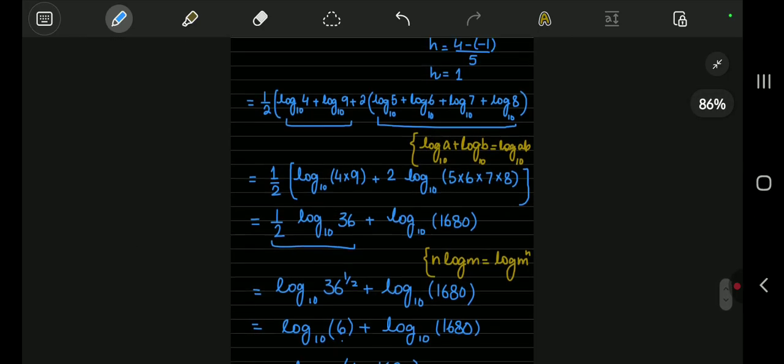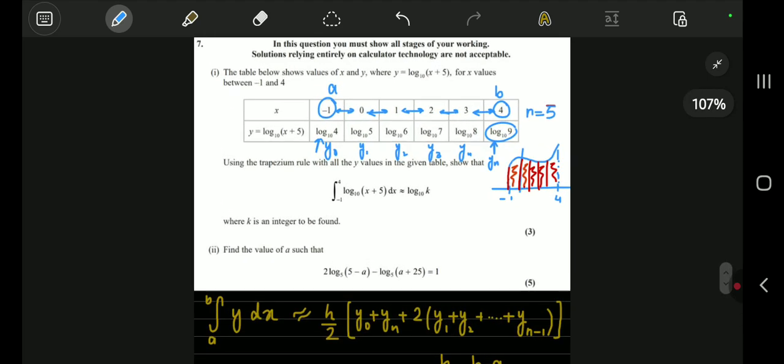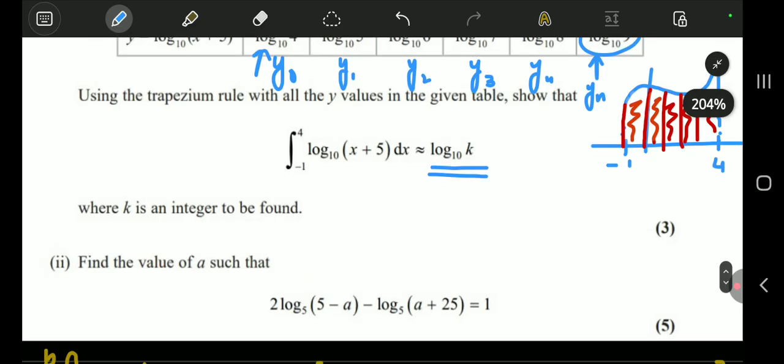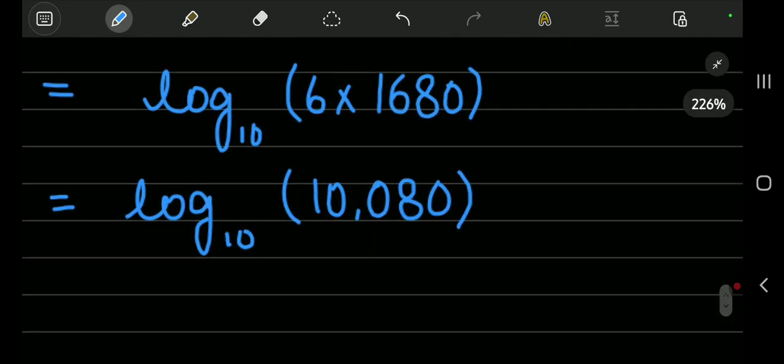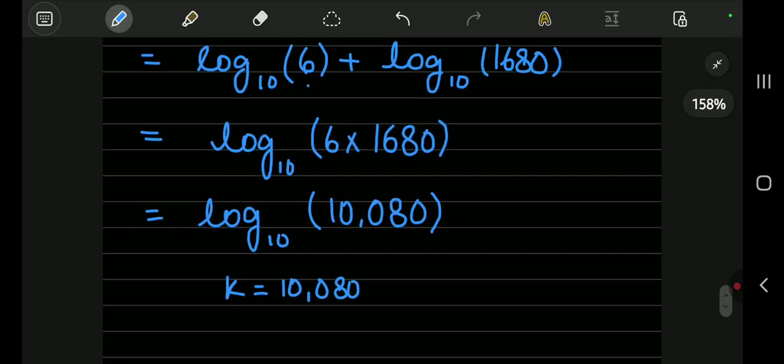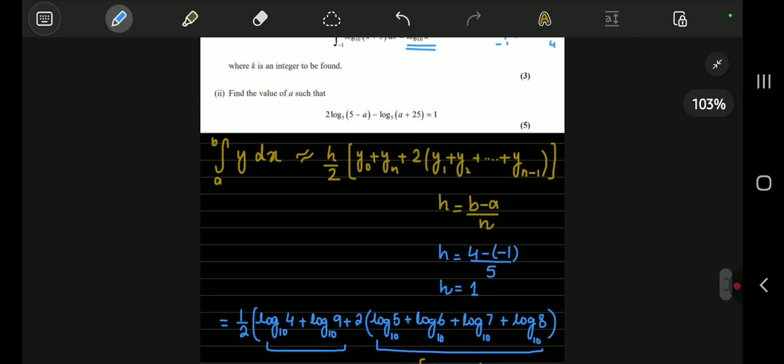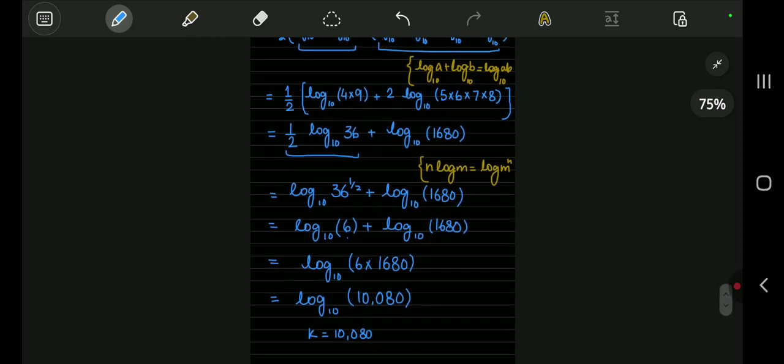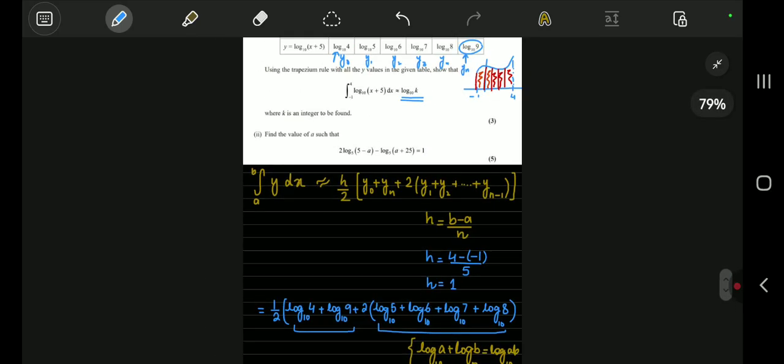Okay, that's it. We needed to just solve it till here, where they said it should be approximately equal to log with base 10 of k. So what is k now? Your k is 10,080. Yeah, okay, this is all of your working for this question.